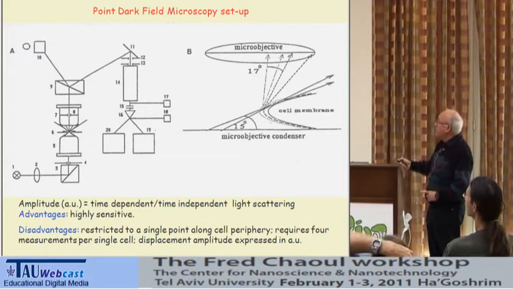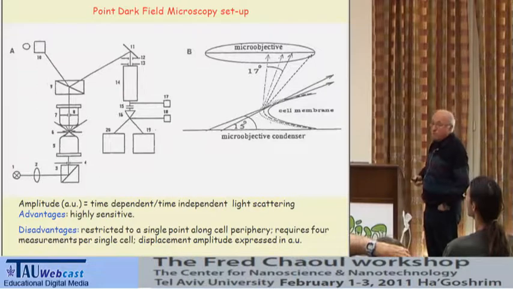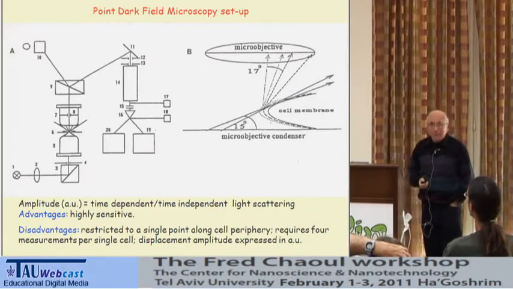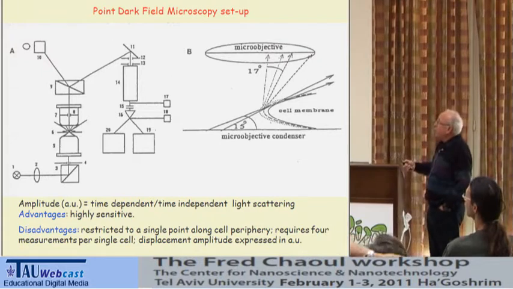So it forms an annulus here. It's being collected. It passes through a pin, an additional pin, and a PMT, or photo detector. And then we can measure the change in light scattering. The sample sits here, and this is a magnification of it.